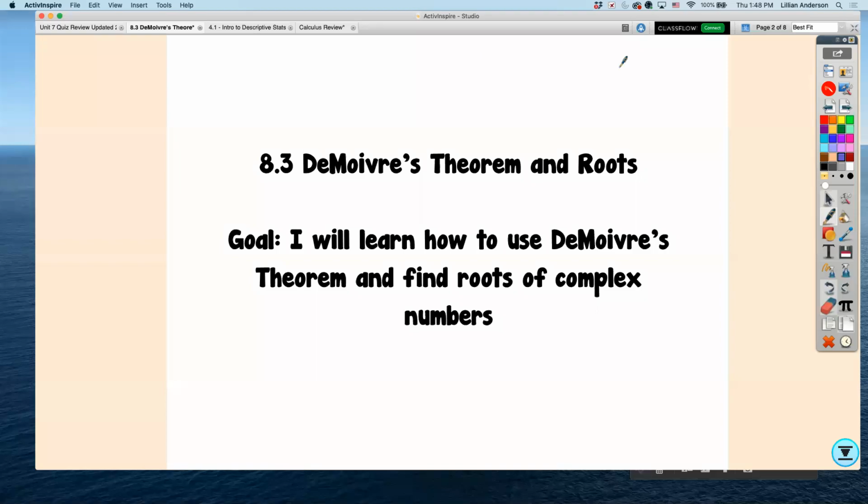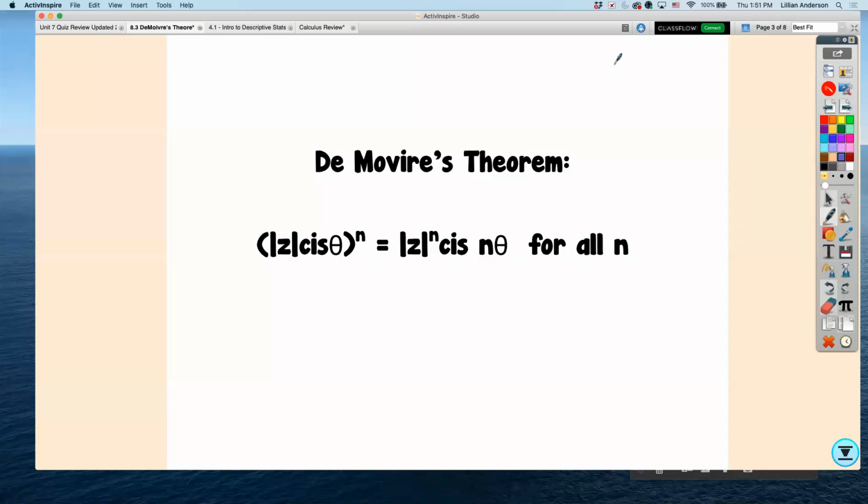De Moivre's Theorem is what we're talking about today in finding roots of complex numbers. It is, I believe, in your reference booklet. It is something that can be used to find roots, and it can also be used to evaluate expressions as well. So we're talking about De Moivre's today and finding roots. Here's the theorem, okay?